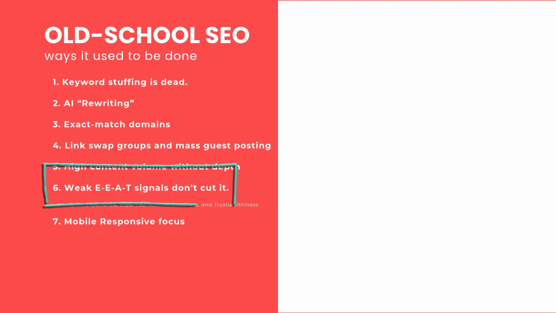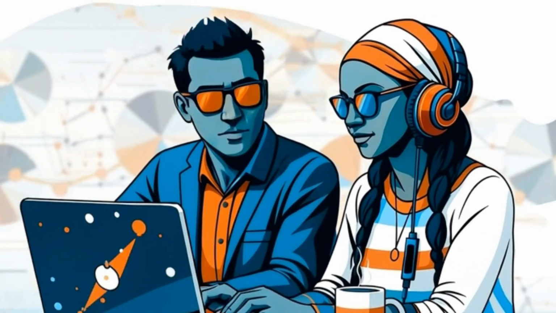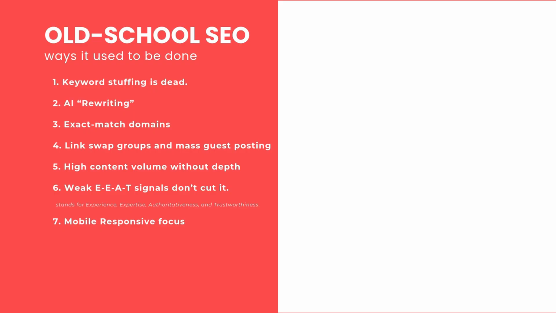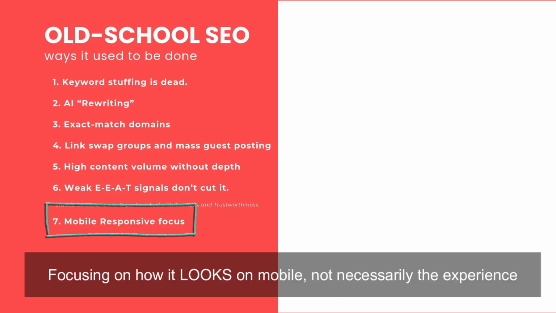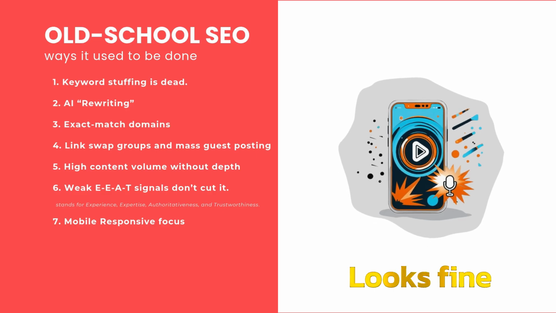Weak EAT signals just don't cut it anymore. That's experience, expertise, authoritativeness, and trustworthiness. It's basically Google saying, hey, we want to know you're actually an expert in this field. And then finally, mobile responsive focus. Just, hey, as long as it works on mobile, we're good, and that's going to make Google happy. And that's just really not how it works.